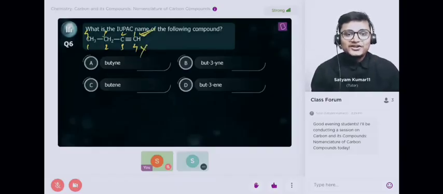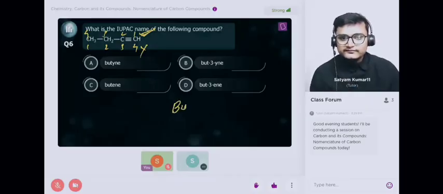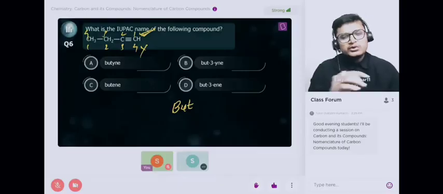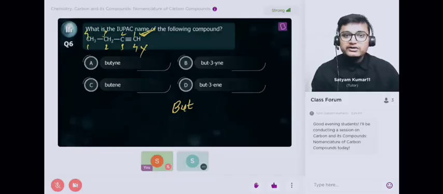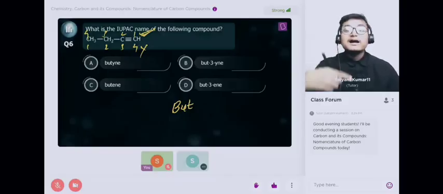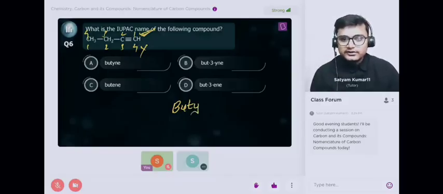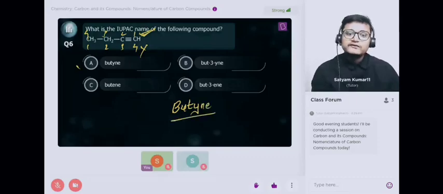So now tell me the right answer. If the number of carbon atoms is 4, it is going to be but. Okay. Now tell me the position. It's going to be 1. So no need to write 1. If it is at the first carbon, no need to write. Okay. So carbon-carbon triple bond. The suffix that is going to be used is "-yne". It is going to be butyne. So the answer is going to be butyne.